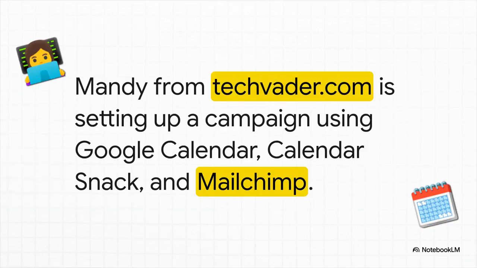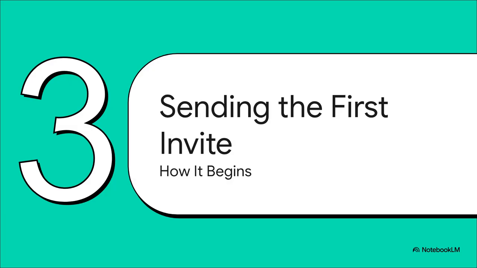Okay, so to make this super clear, let's follow our example organizer, Mandy. She's using all three: Google Calendar, Calendar Snack, and Mailchimp. Her goal is simple: get her event details from her calendar into her email campaign, and, crucially, have an easy way to update it if something changes. So first things first, how does Mandy even get her event into this system to start with?